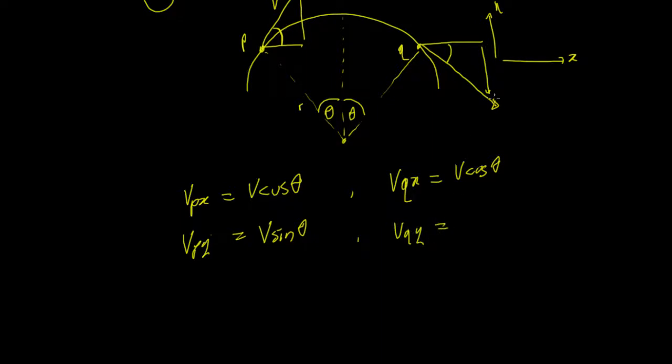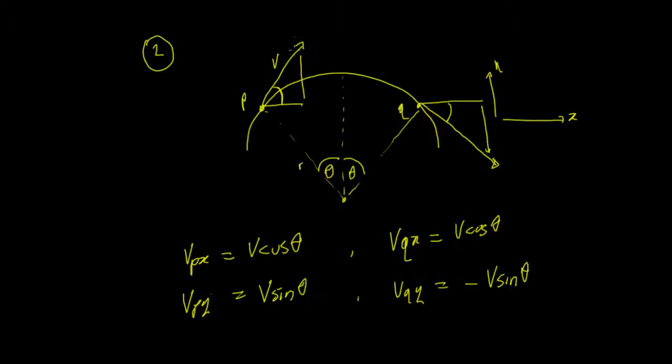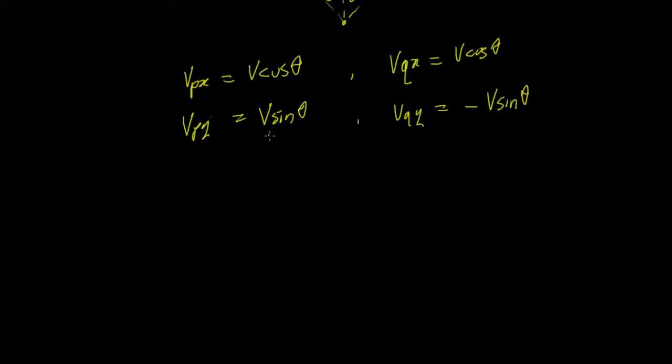So what's this velocity here? Well, that's going to be minus v sine theta, because this one's in the positive y direction, and that's in the negative y direction. Then we can find the acceleration. You can say the acceleration in the x direction is just going to be equal to v Qx minus v Px all upon some delta t.